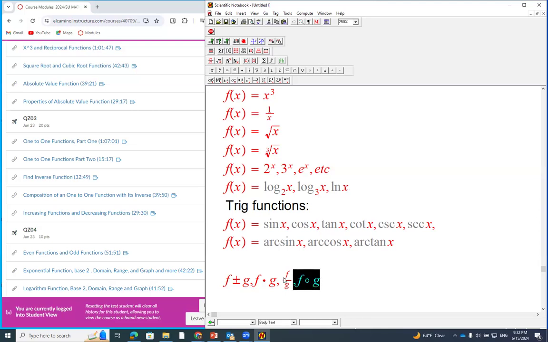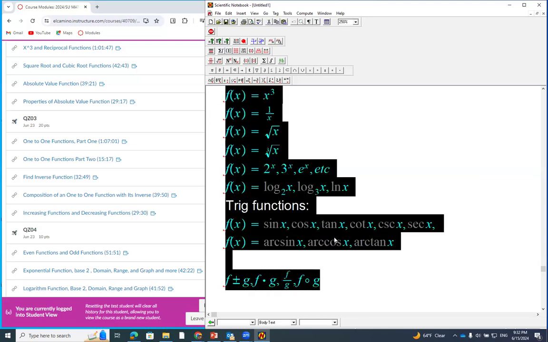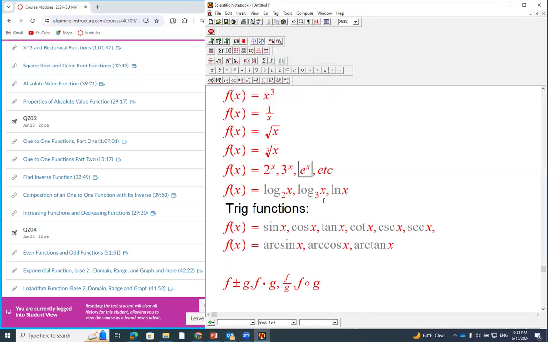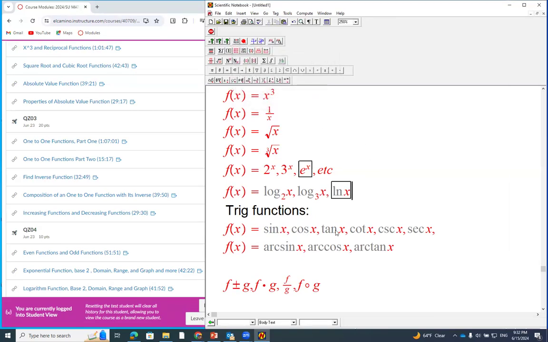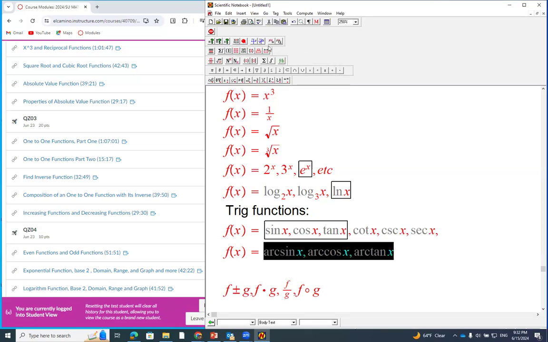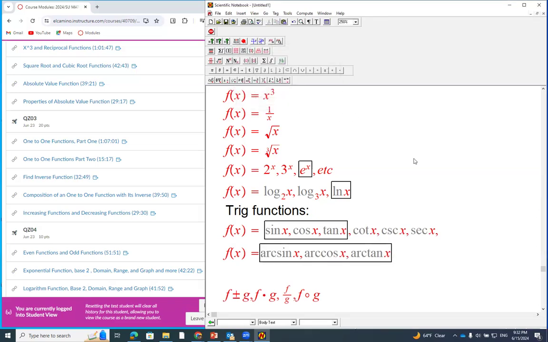So after we study all of these functions, and you know the graph, domain, range, and tweaks of these functions, adding, subtracting, multiplying, dividing, and composition of these functions. For the exponential functions, this will be a function you need to know very well. And this one, the ln x, will be a function you need to know very well. For the sine, cosine, tangent functions, you need to know the first three very well. These functions, you must know them very well.